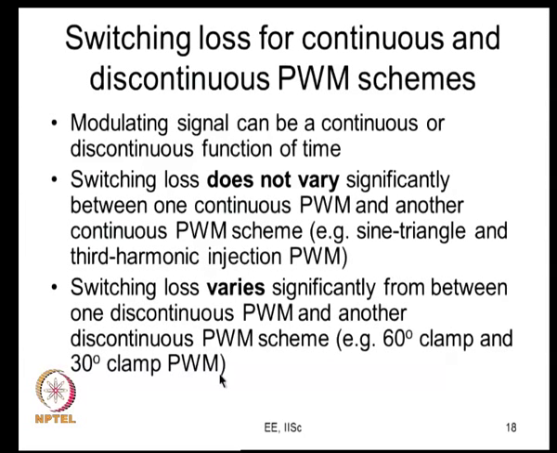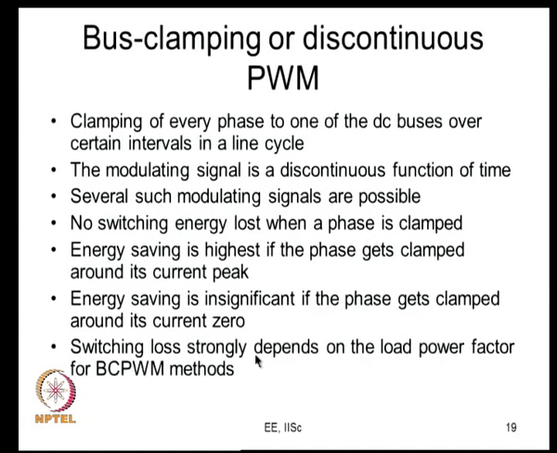Now, whatever we want to do, like designing PWM schemes, obviously these are not going to be continuous PWM schemes, because the continuous PWM schemes do not influence the switching loss at all. We are going to focus on the discontinuous PWM methods first, or the bus clamping PWM methods first, and then the advanced bus clamping PWM methods next, to be able to reduce the inverter switching loss. That is what we are going to do today. So, in bus clamping, why does it affect? Because a phase is clamped to one of the DC buses in certain intervals.